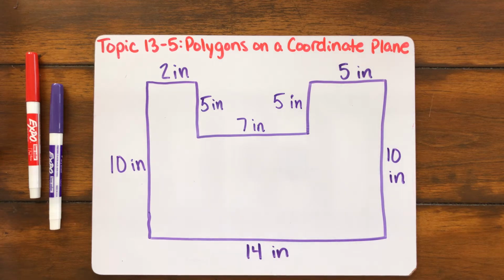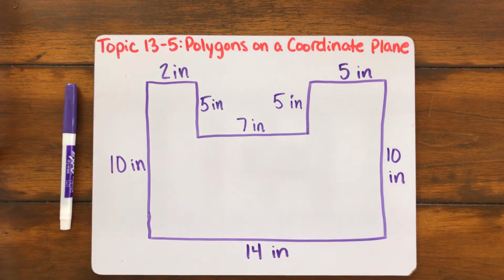Hello, sixth graders. Today we're going to start a new topic, our last topic of this chapter, topic 13.5, polygons on a coordinate plane. Very similar to what we have been doing. We're still finding the area of polygons and different kinds of shapes, but now they're going to be on a coordinate plane. But before I do that, I do want to go over the last question on our Google form from yesterday.